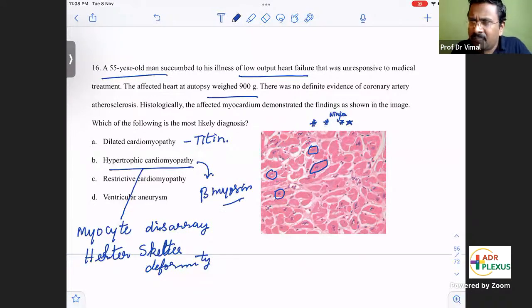And also please remember, in dilated cardiomyopathy, you will get systolic dysfunction, whereas in hypertrophic cardiomyopathy and restrictive cardiomyopathy, you will be getting a diastolic dysfunction.